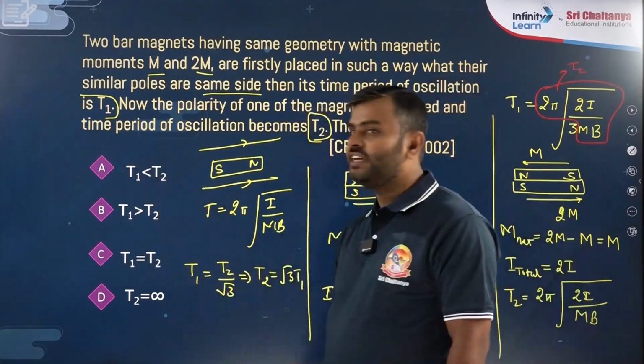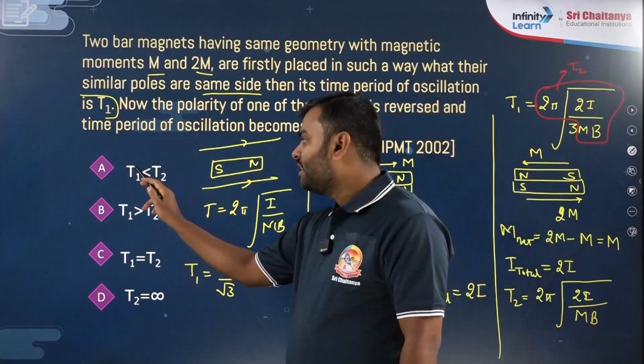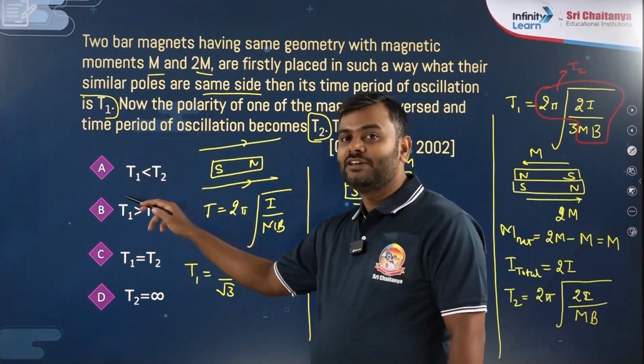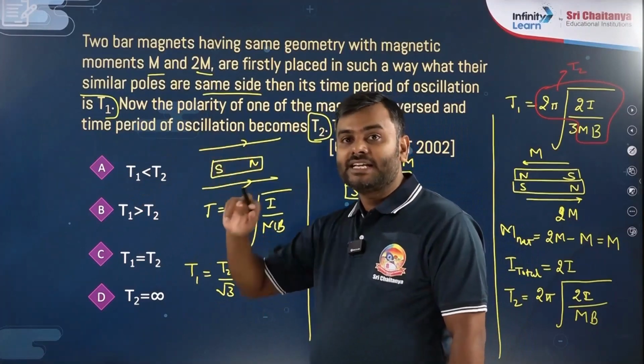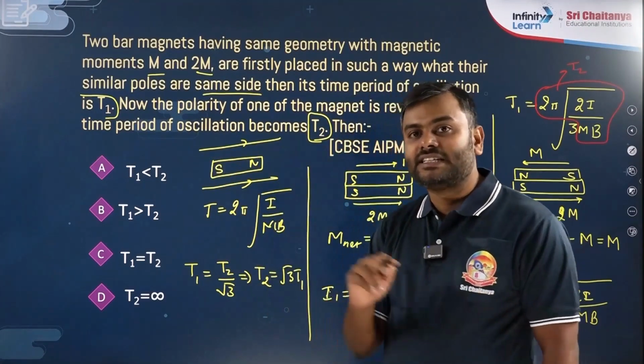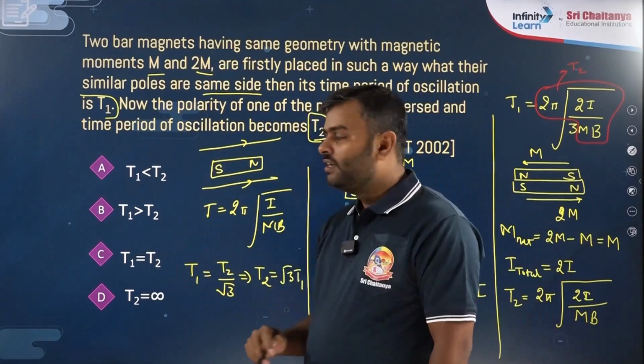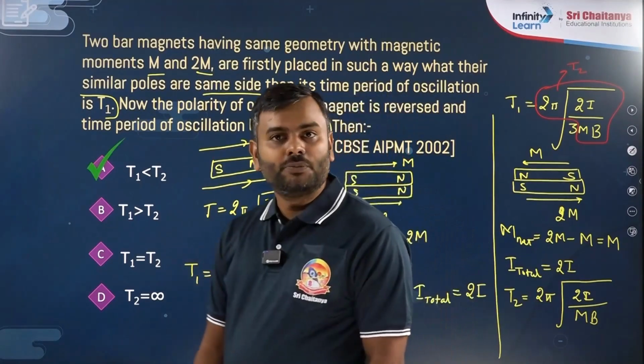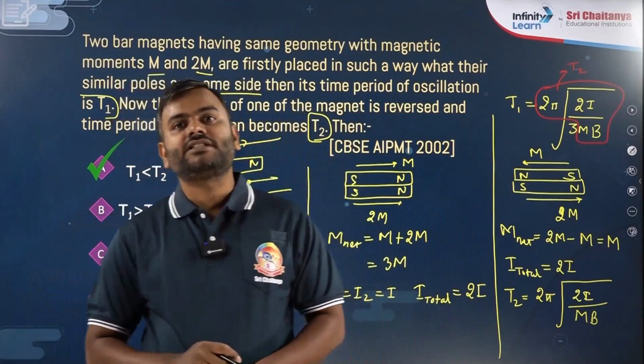So in this case, you can see which option is correct. The first option, which says the time period of the second case is greater than the first case, is the only correct option. So option A is the correct option for us. I hope you have understood that. So let's move to the next question.